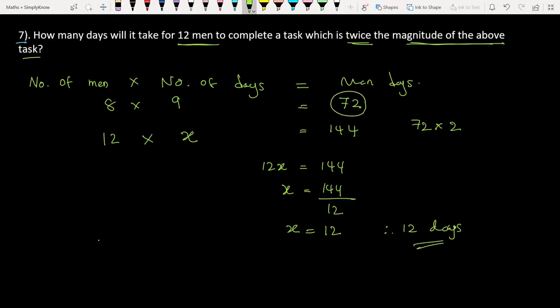Hope you understood how to solve different questions regarding inverse proportions. Make sure to watch the third part of inverse proportions. There I explain how to solve more questions.